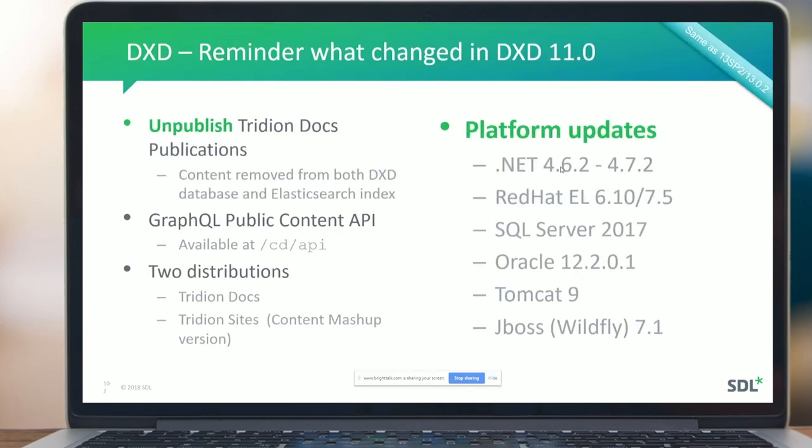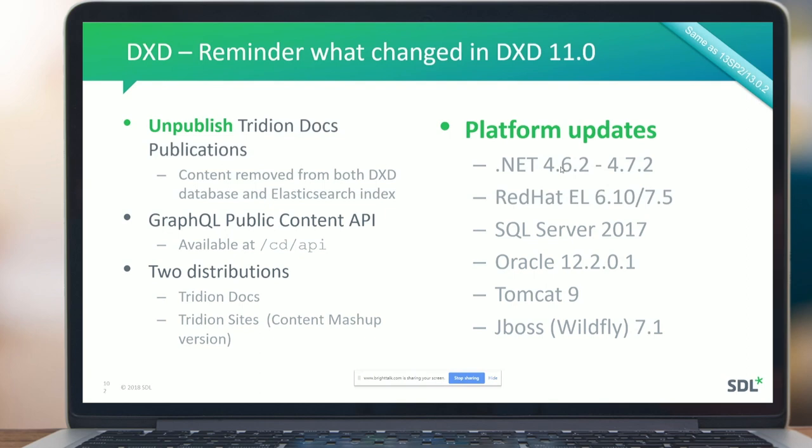So Tridion Docs now works with the Dynamic Experience Delivery platform 11.0 that came out together with Sites 9, Tridion Sites 9.0. And in that version, there were things about platform support, as you can read on the right-hand side. But mostly for Tridion Docs, there was a new feature to support the unpublish on the deployer site, so that you can, for example, also undeploy or unpublish information from the full text index. So it's not only removing stuff from the database, what is called the broker database, but you also need to remove the stuff from the full text index.